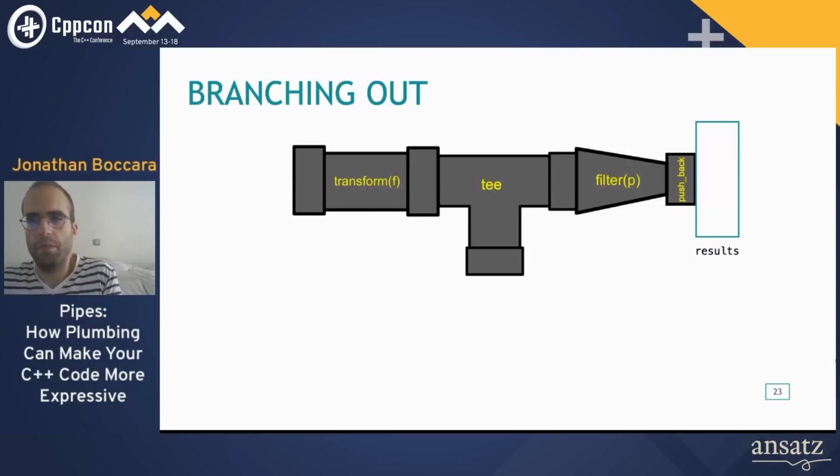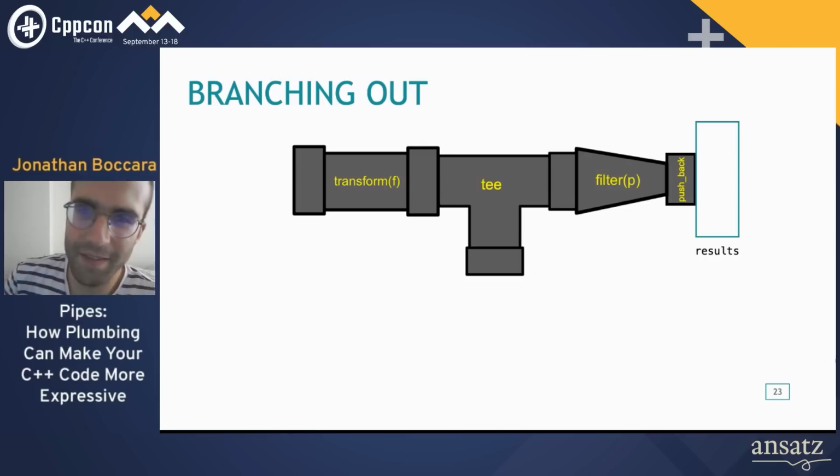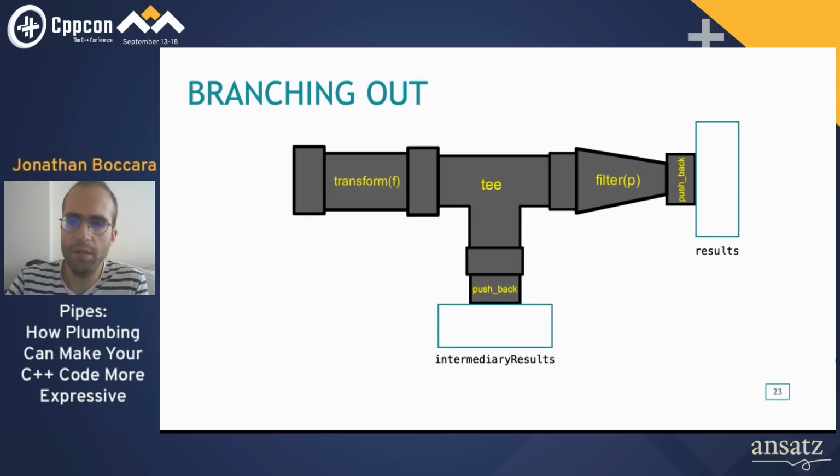Now, let's think about this simple use case of having a T pipe that would do a bit like the tee program in Unix, that would dump somewhere whatever comes out and send it on to the next pipe. So we could dump what comes out of transform to this push_back to intermediary results and still send the result onto the filter.